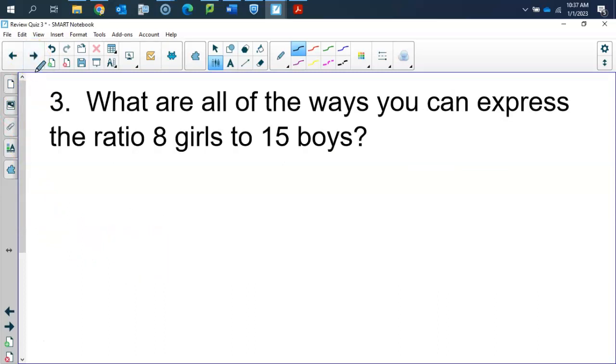Number 3, what are all the ways you can express the ratio of 8 girls to 15 boys? I just did this in the last one. You should have 3 different answers. Put them all in the Edpuzzle. Go. Well, you could have done this. 8 to 15, 8 to 15, or 8 to 15. All 3 of these are exactly the same thing.